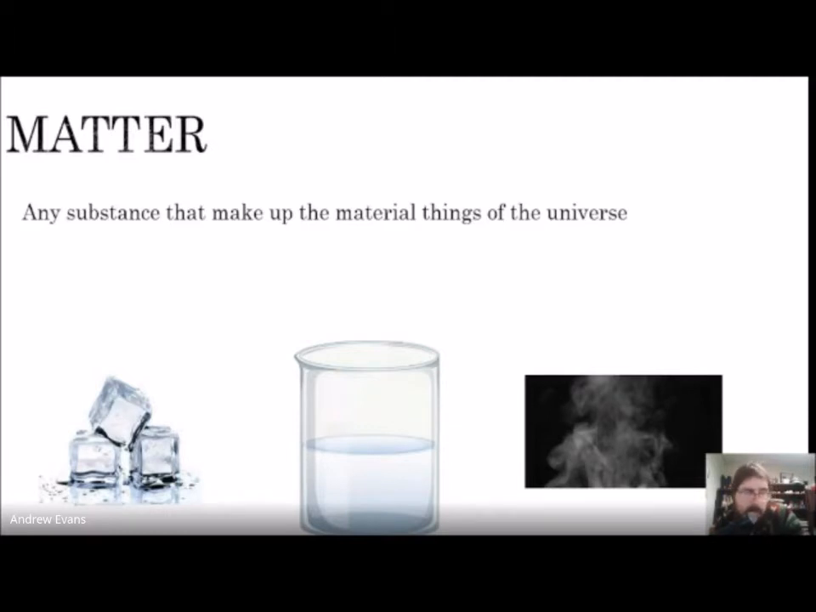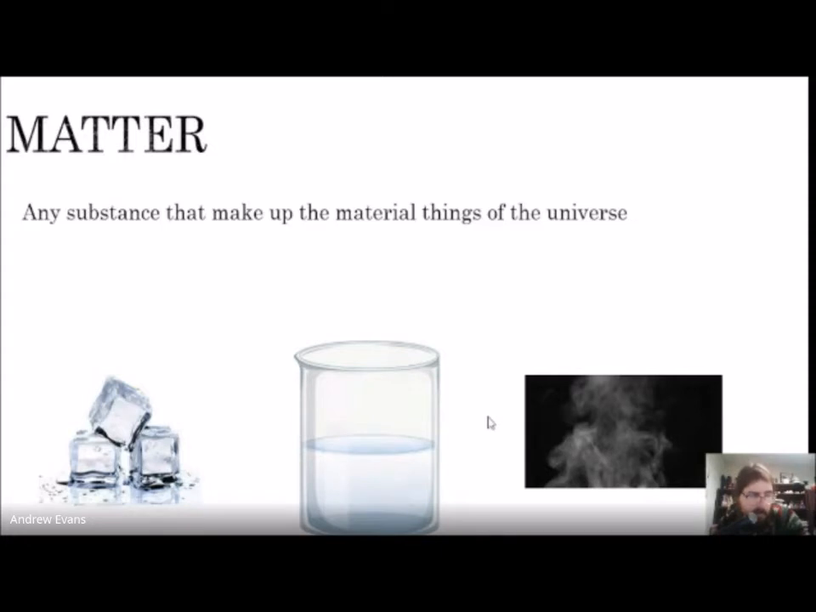But sugar is a type of matter. Our salt is a type of matter. The atoms that make up these are going to be a type of matter. Molecules, which are a group of two or more atoms held together by chemical bonds, are all matter. Our ions, even electrons themselves, are a type of matter. And we'll look more at this a little bit later.